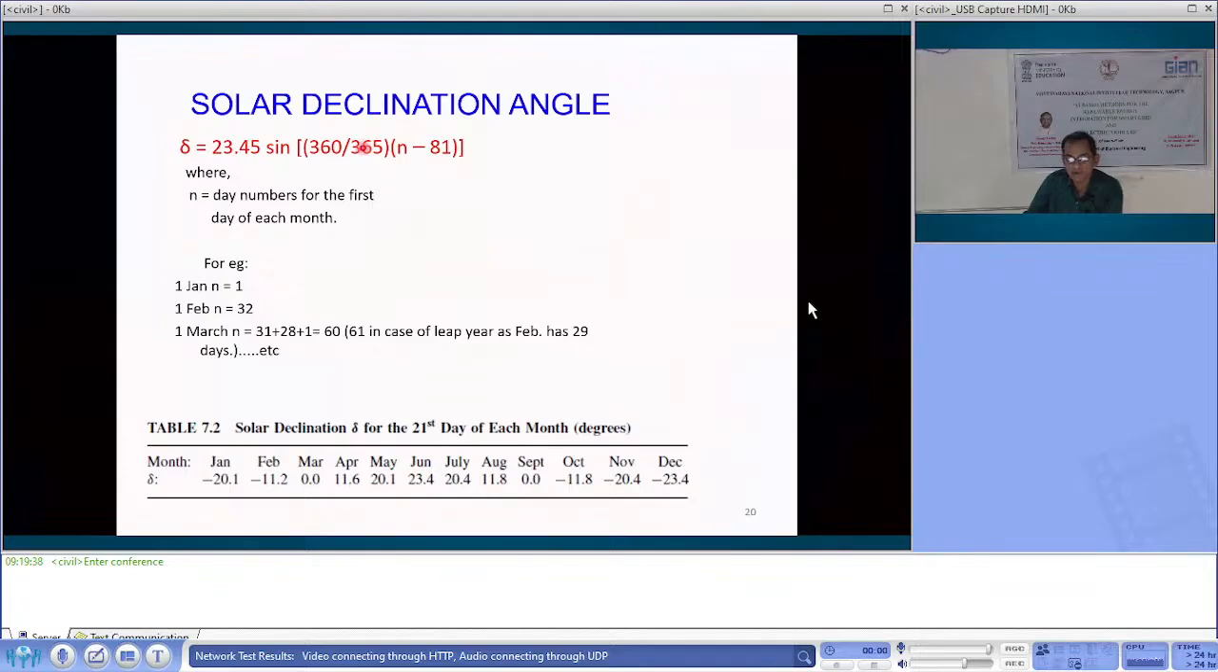So here if you look at the formula, 23.45 is shown in June and minus 23.45 will be in December. That graph will be there accordingly.